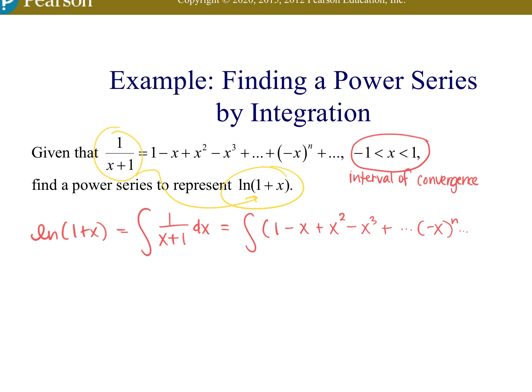Okay, so it must be, what's the antiderivative of 1? x, minus the antiderivative of x, which is half x squared, plus the antiderivative of x squared, minus the antiderivative of x cubed, plus dot, dot, dot. And now, what is the antiderivative of negative x to the n?